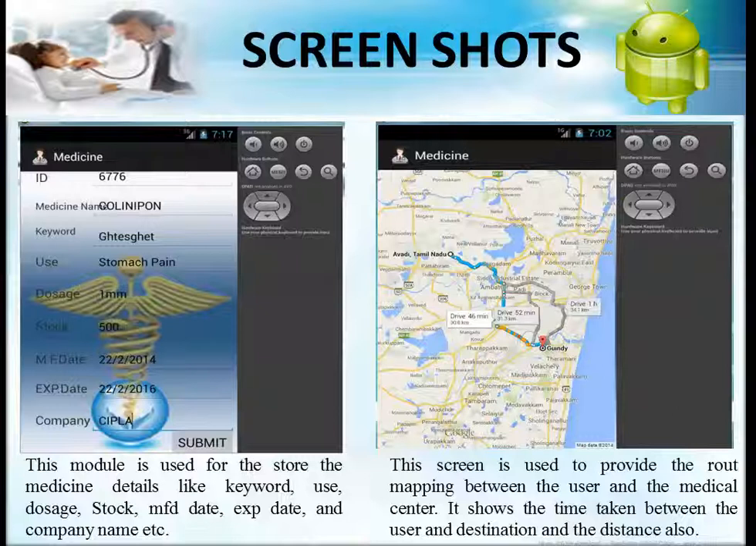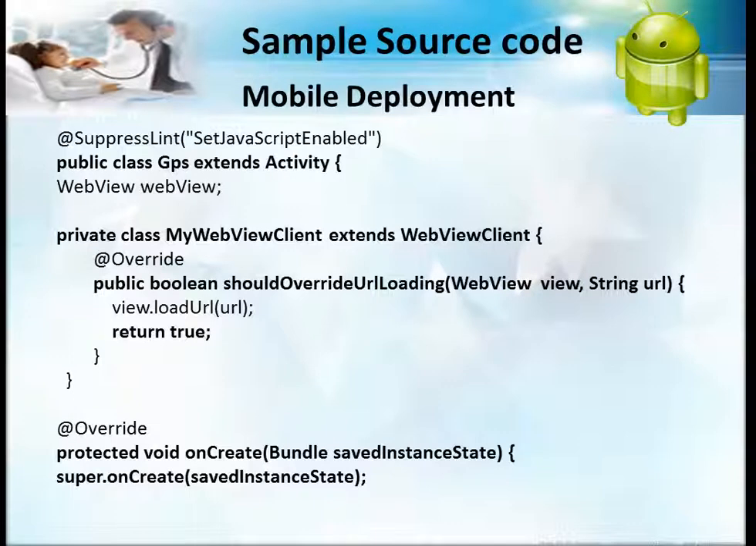This screen is used to provide the route mapping between the user and the medical center. It shows the time taken between the user and the destination, and the distance also, and it shows the feasible way to reach the nearest medical store. We can see whether the patient goes by car, walking, or bus; these three should be provided over here. So here I just provided some sample code in my project.